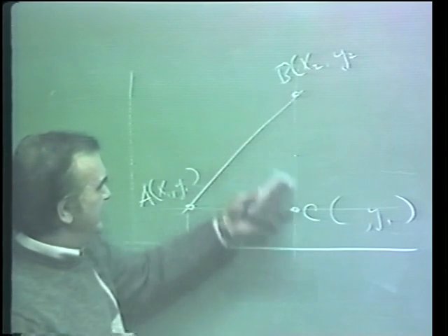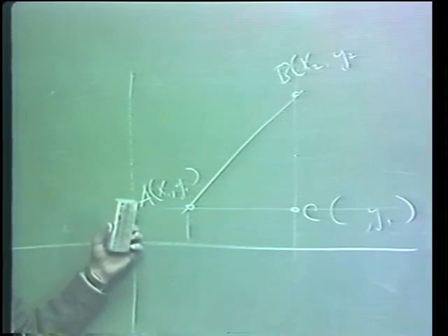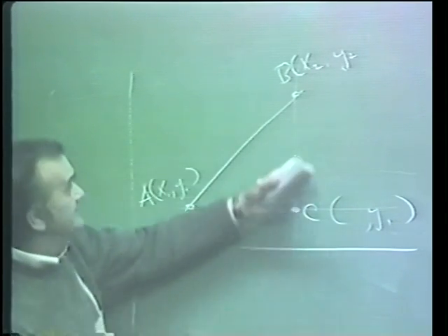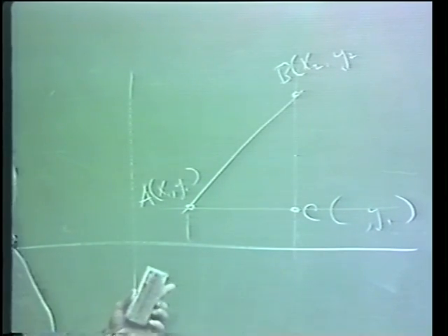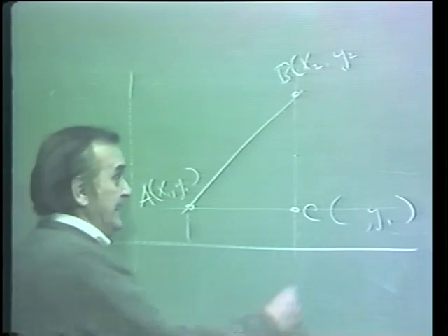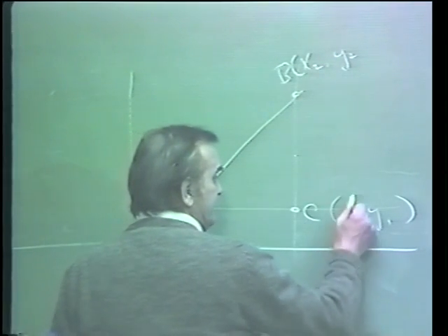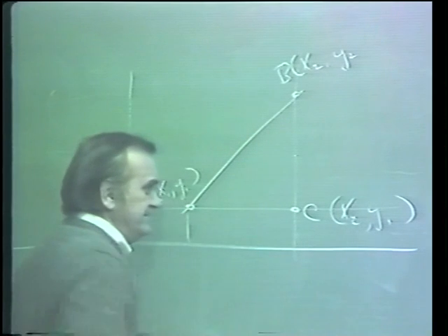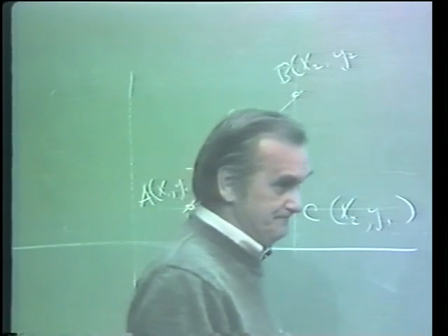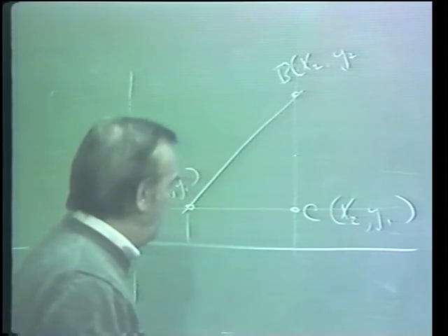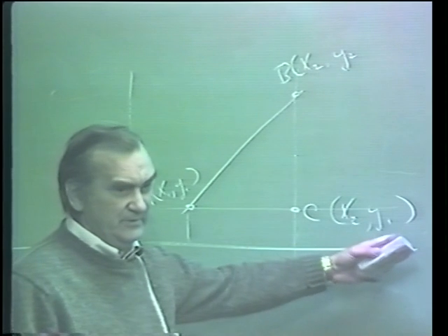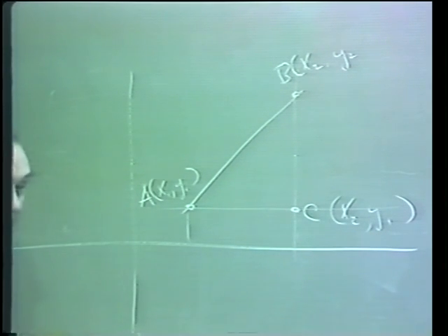Now, BC is parallel to the y-axis. Since BC is parallel to the y-axis, what has to be true? The x's have to be the same. Therefore, the x of B must be the same as the x of C. So there are the coordinates of point C. Point C has the coordinates x sub 2, y sub 1.